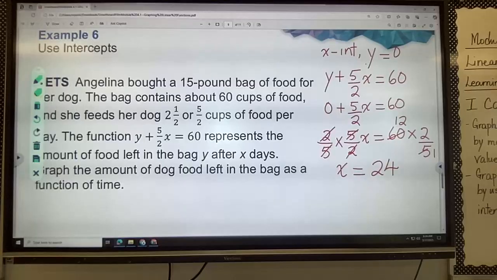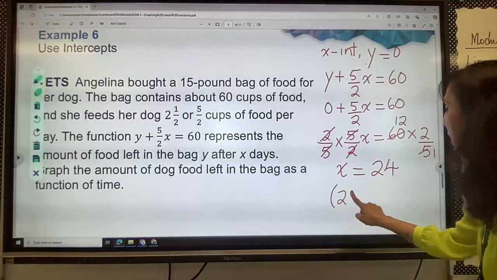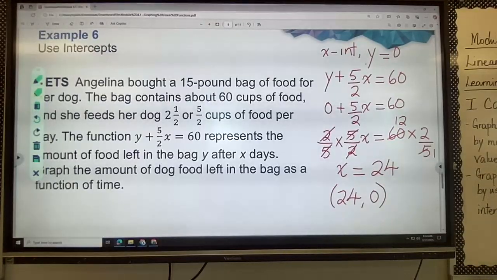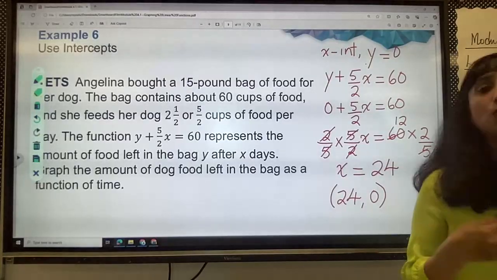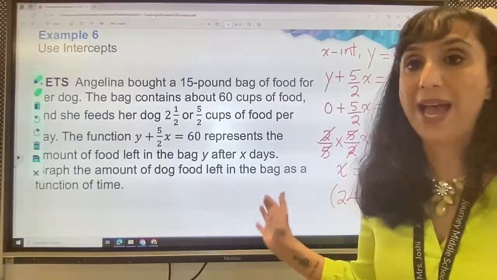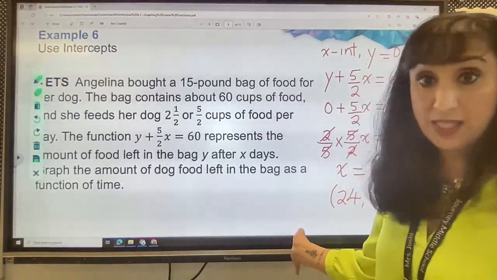Okay, so this is what I have found for the x-intercept. If I'm saying x-intercept, that means this ordered pair is (24, 0). So the x-intercept is 24, and what does this mean? This means that the graph intersects the x-axis at (24, 0). So after 24 days, there is no dog food left in the bag. And that's basically what this means.